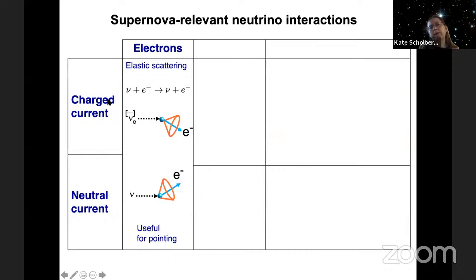So here I'm going to divide these into charge current, where it cares about the flavor, and neutral current, where it doesn't. This is the simplest kind of interaction you can have. You can have a neutrino that comes in and smacks an electron, and that can happen either by charge or neutral current means. For neutral current, it happens for all of the flavors of neutrinos. For charge current, only for the electron flavor neutrino, and that turns out to be the highest rate.